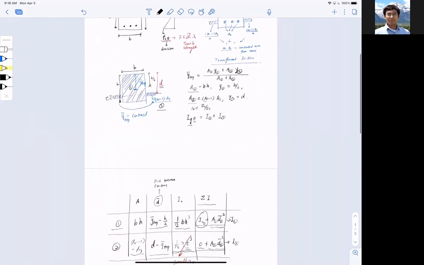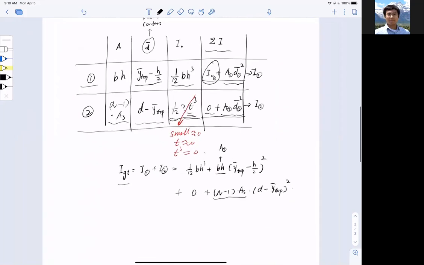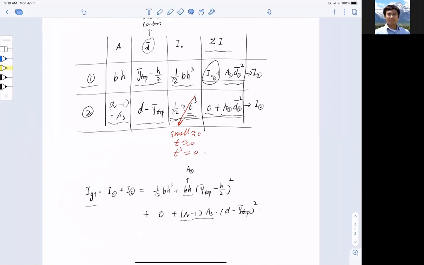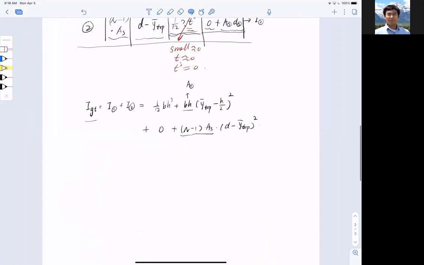Okay. All right, so you say, Bob, this is complicated. Do I need to remember this equation? You don't. You just have to follow the way we compute it using this table here, so you know how to do that. But essentially, this is the equation for the moment of inertia for the uncracked elastic stage.